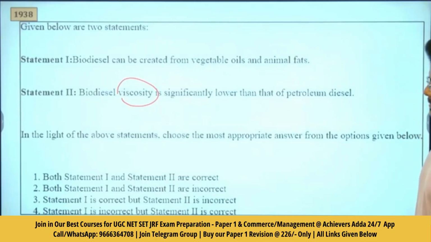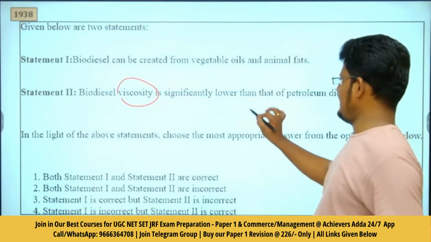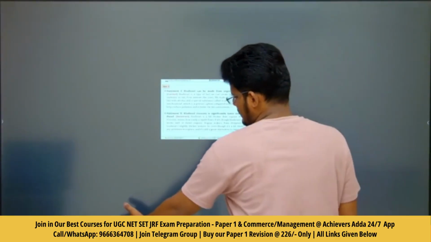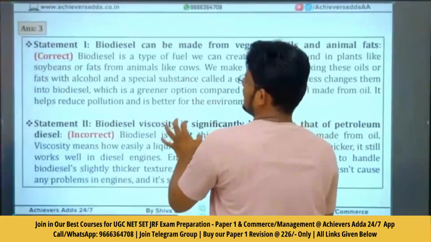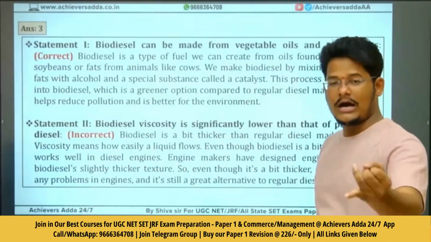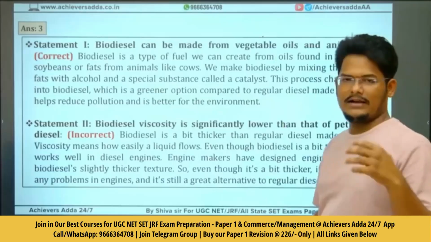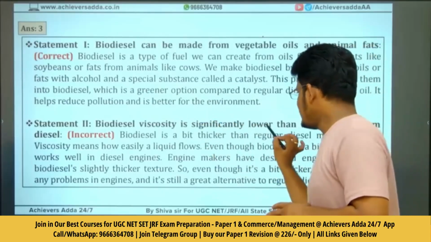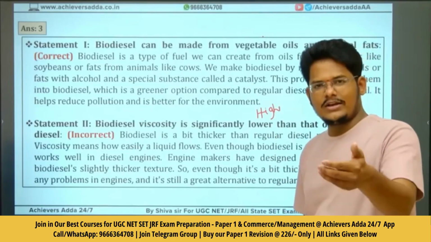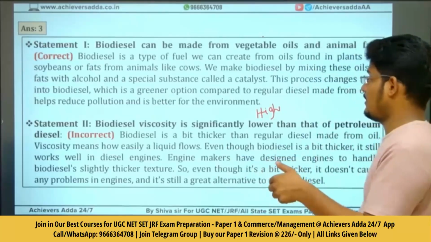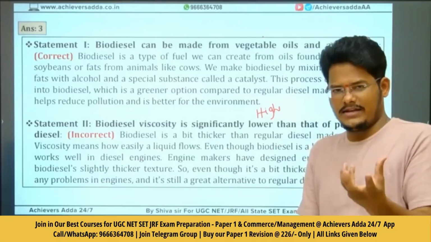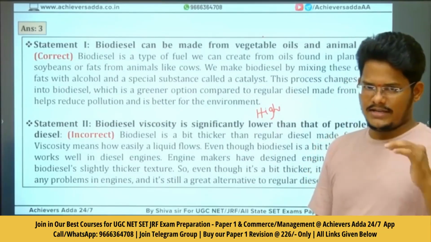Biodiesel viscosity is significantly lower than petroleum diesel. So the answer is 3. Biodiesel will not have as much fluidity as compared to petroleum. Petroleum is more fluid in nature. Biodiesel can be made from vegetable and animal fat, because it's bio, organic. Petroleum has a low viscosity; biodiesel has a higher viscosity. Easy flow, the smoothness.